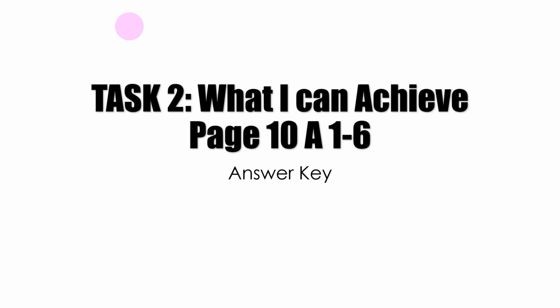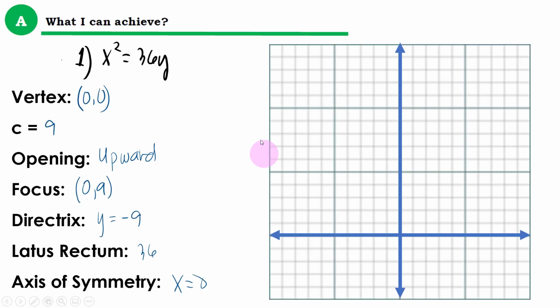For task number 2, what I can achieve, page 10, numbers 1 to 6. Okay, so we have x squared equals 36y. Our vertex is 0, 0. Focal length is 9 units. Opens upward. The focus is at 0, 9. Y equals negative 9 ang directrix. The latus rectum is 36. And our axis of symmetry is x equals 0. So, since medyo malaki yung ating figure, so medyo gagamit tayong interval.